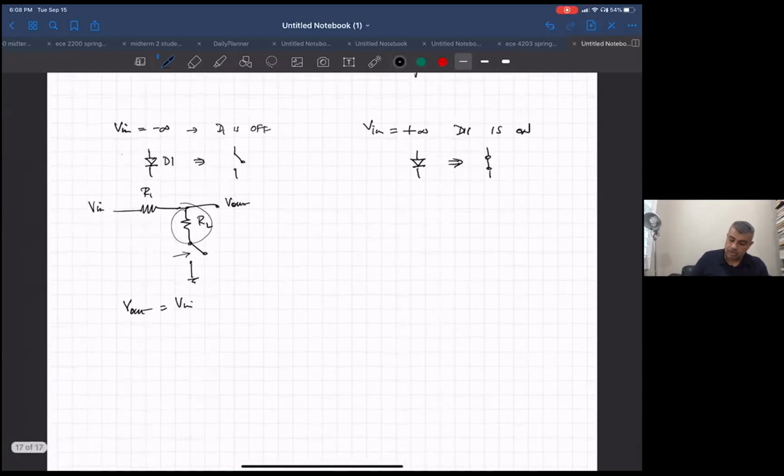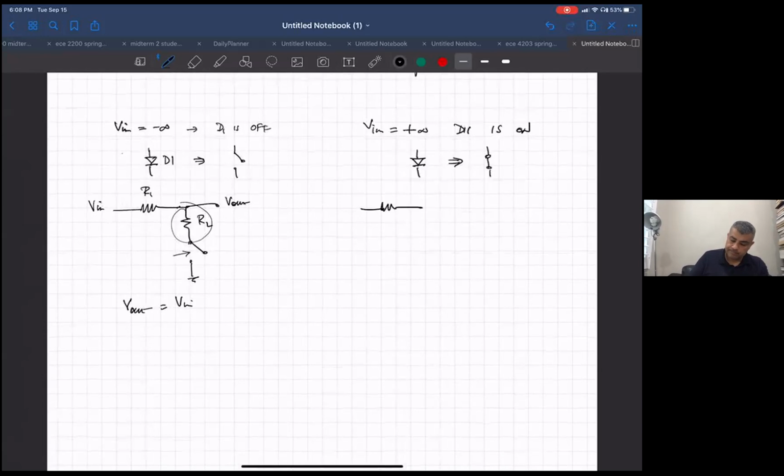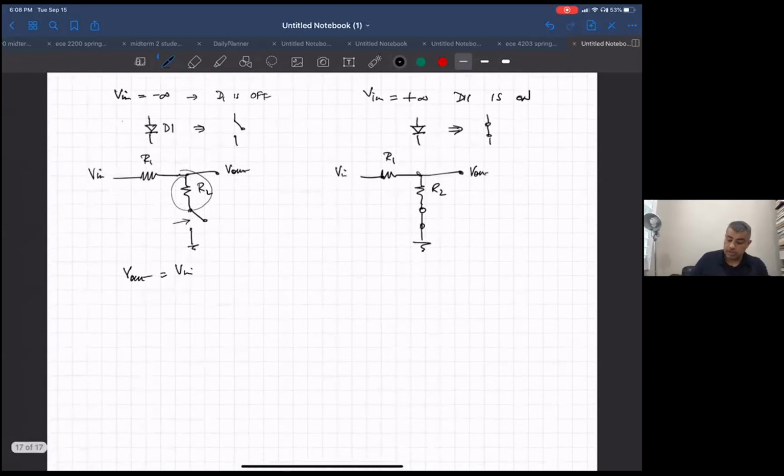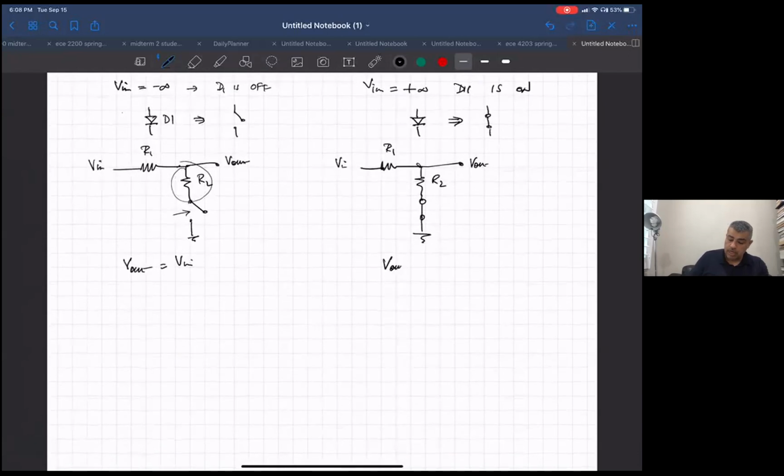Okay, and let's redraw the circuit again. This time I'm going to draw D1 as a closed switch. It becomes a voltage divider, right? It just looks like a voltage divider then. So here, V out is equal to R2 over R1 plus R2.